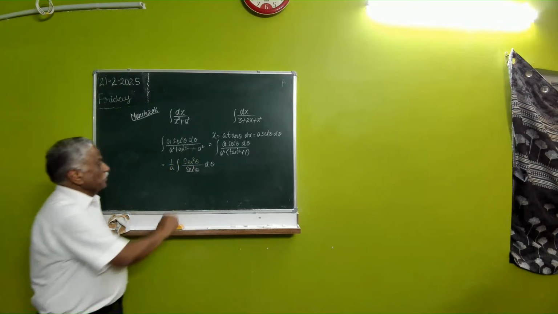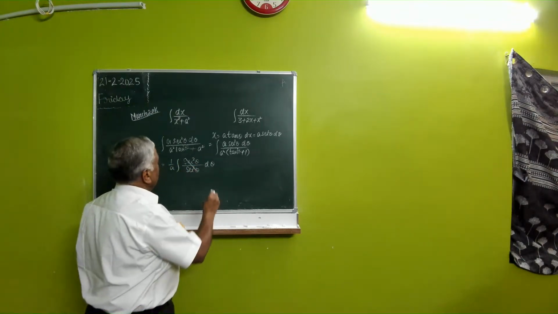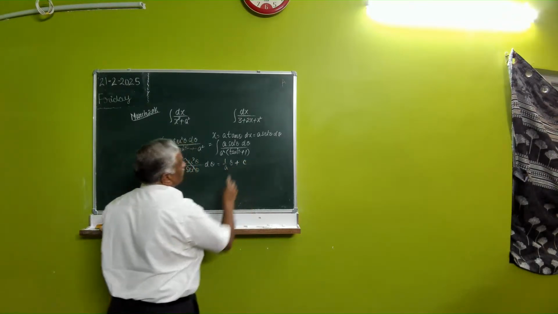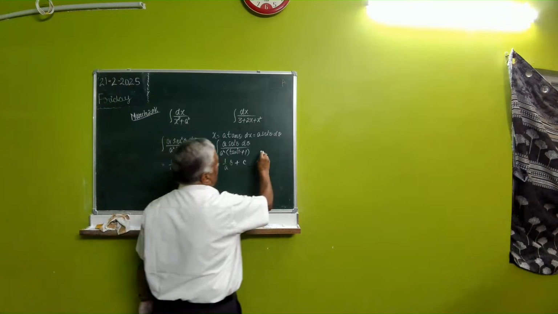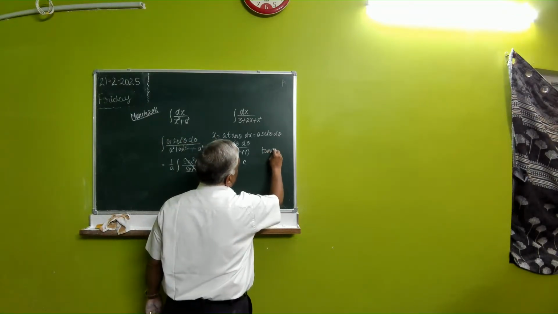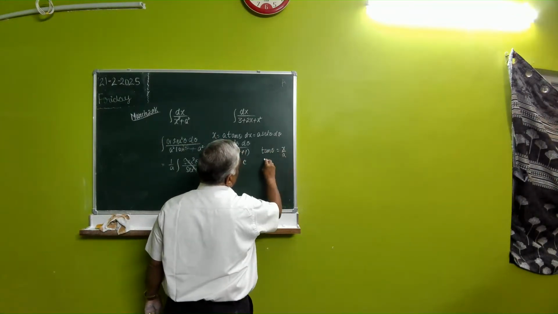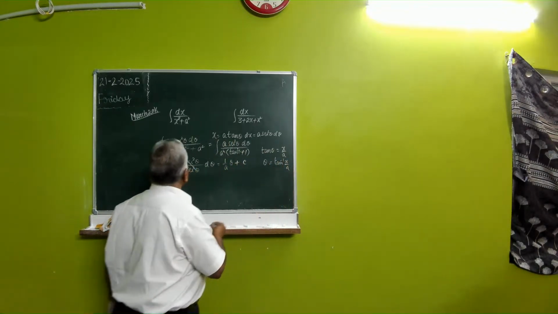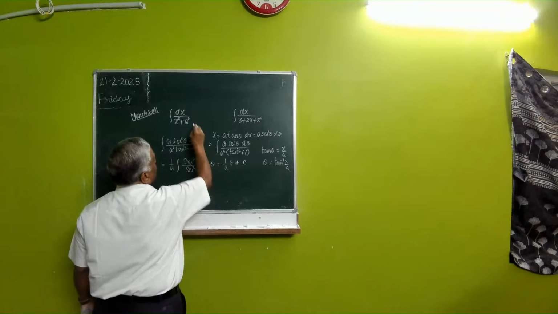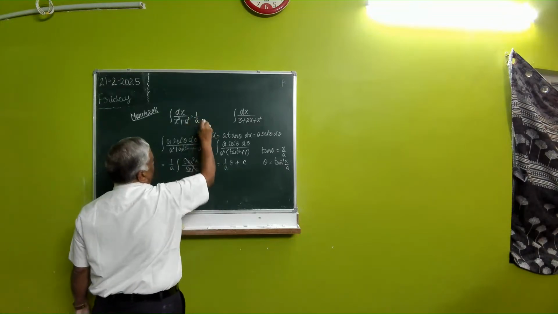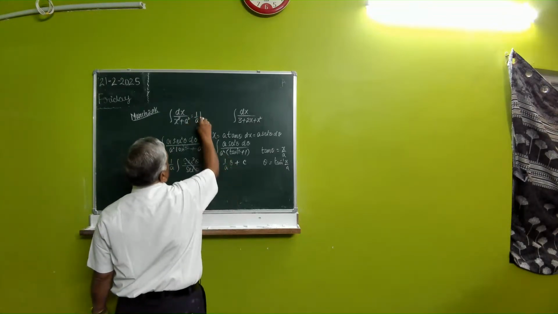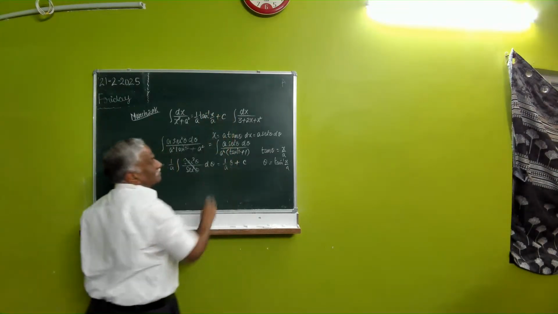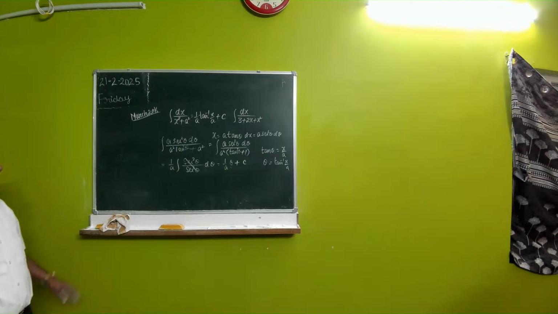Because 1 plus tan square, you cancel this, you get 1. Integration of d theta is theta plus c. But what is theta? Tan theta is x by a. Theta is tan inverse x by a. So the answer is 1 by a, theta is tan inverse x by a. So we have derived that.